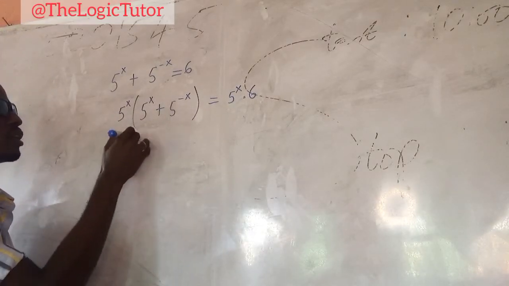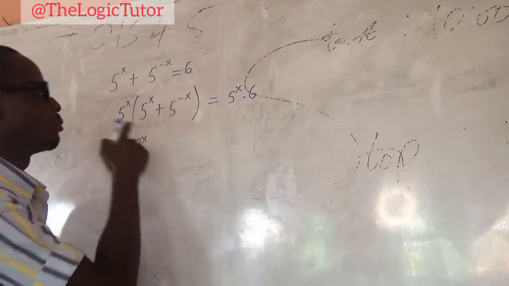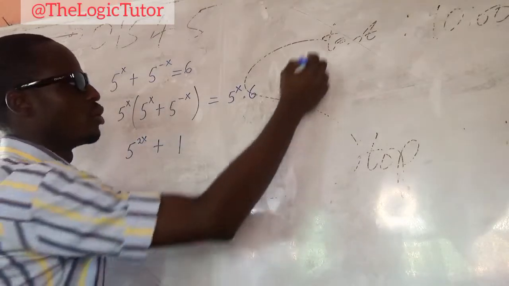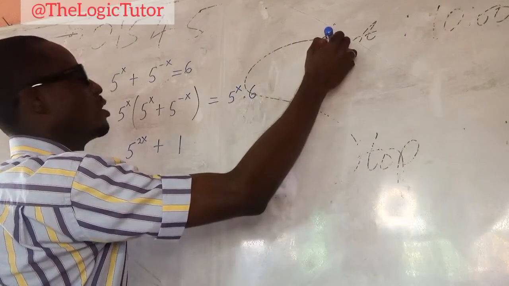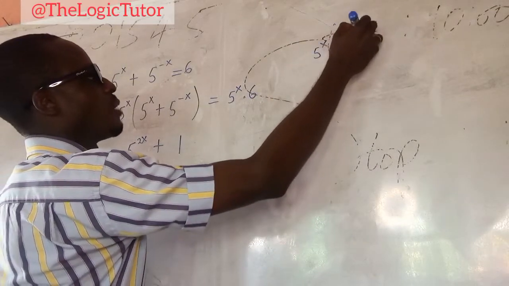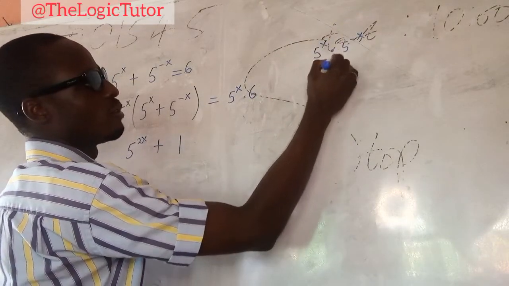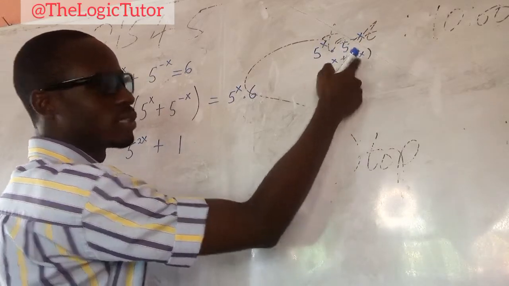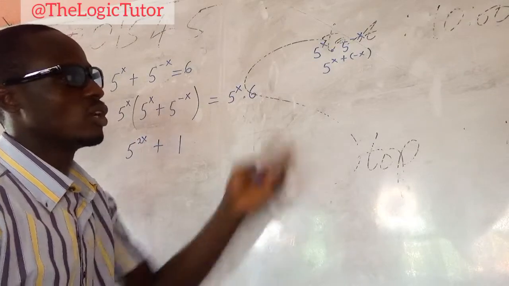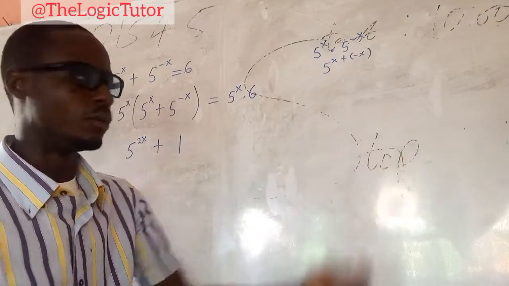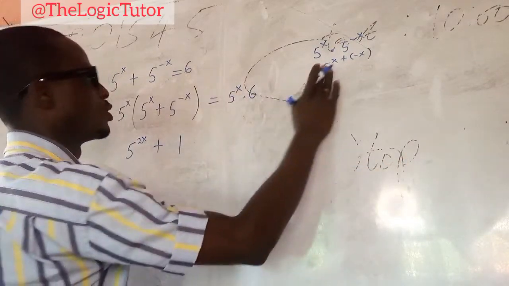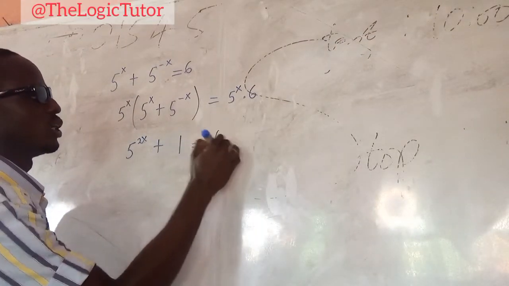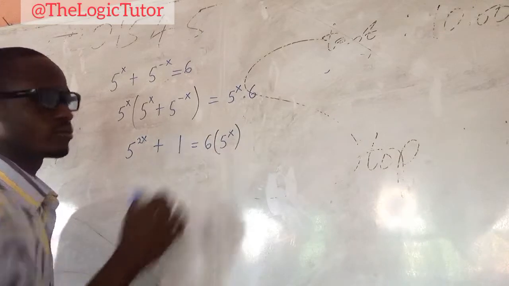Now, I use the law of indices. I have 5 raised to the power 2x when you add them. For the other term, you're going to have 1. Why? Because 5 raised to the power x multiplied by 5 raised to the power minus x gives 5 raised to the power x plus minus x, and plus times minus gives minus. So x minus x will be 0, and 5 raised to the power 0 gives 1. Then all equals 6 into bracket 5 raised to the power x.